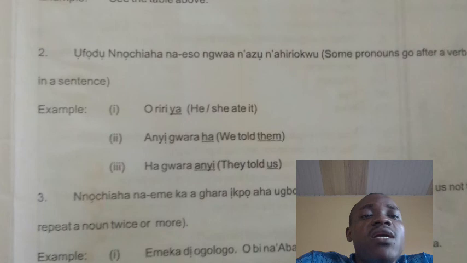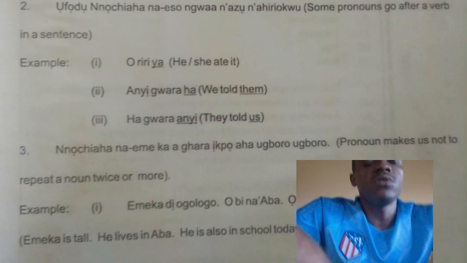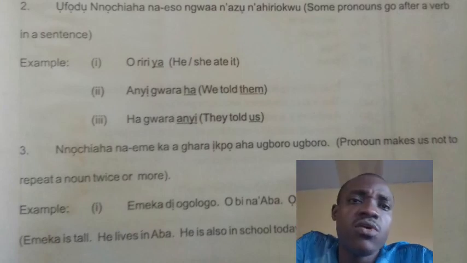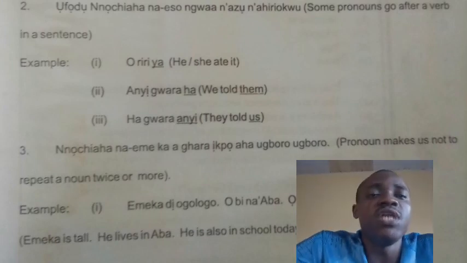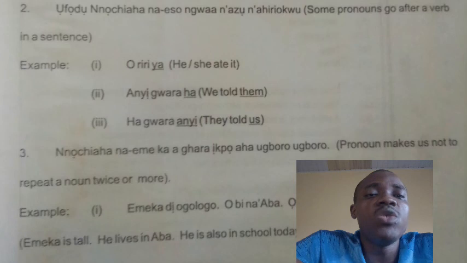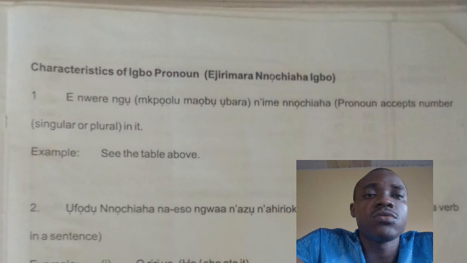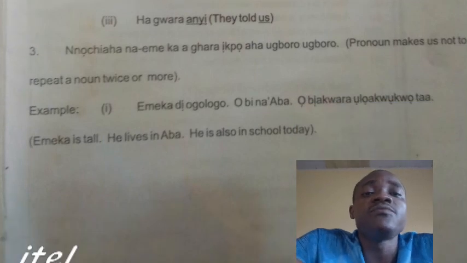Ụfọdụ nnọchiaha na-eso ngwa n'azụ n'ahịrịokwu. Now look at this. Some pronouns go after a verb in a sentence. Looking at the example there, we have ọ riri ya. So look at it here. He or she ate it. The second one, anyị gwara ha. We told them. Ha means them. Ha gwara anyị. They told us. But remember, we are looking at the characteristics of Igbo pronoun. That's why we are giving you this example.